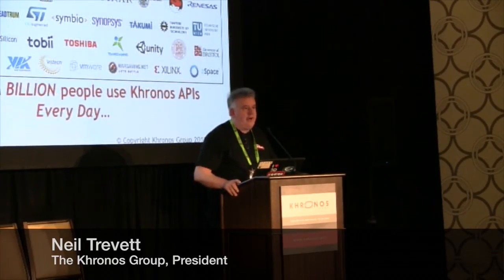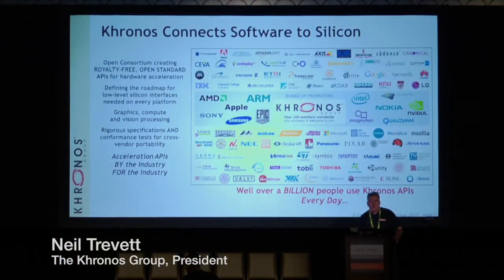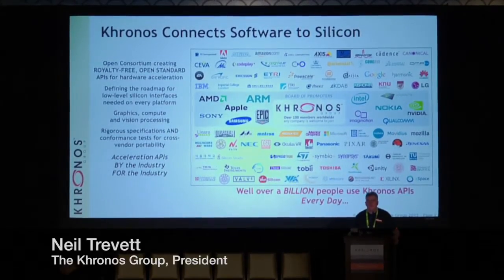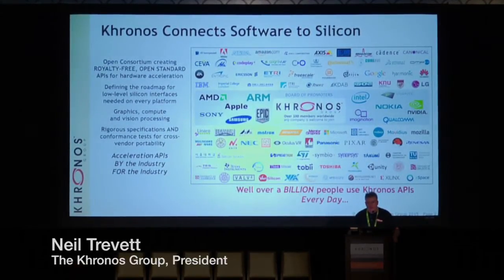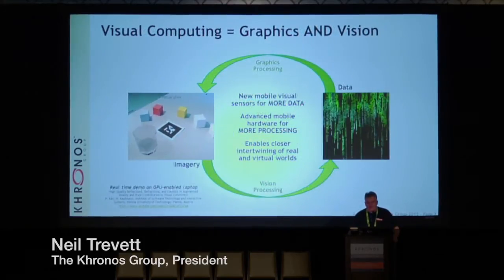called OpenVX. I'm Neil Trevett. I work for NVIDIA, and I'm president of the Kronos Group. And for those of you who haven't met the Kronos Group before, we're an open consortium. Any company can join. We do low-level APIs for graphics, compute, parallel computation, vision processing, and we love people to come in, join, help us make the APIs that the industry needs.